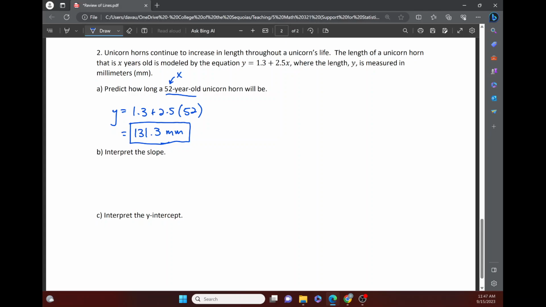Okay, part B asks us to interpret the slope. So I'll let you pause the video and think about this. Remember the slope. First of all, the slope is the thing that we're multiplying by x. So in this case, it's the 2.5. And slope is rise over run. It's the change in y over the change in x. In this case, y is the length of the horn, and x is the age of the unicorn. So I'll let you pause the video, see if you can write down an interpretation for the slope.